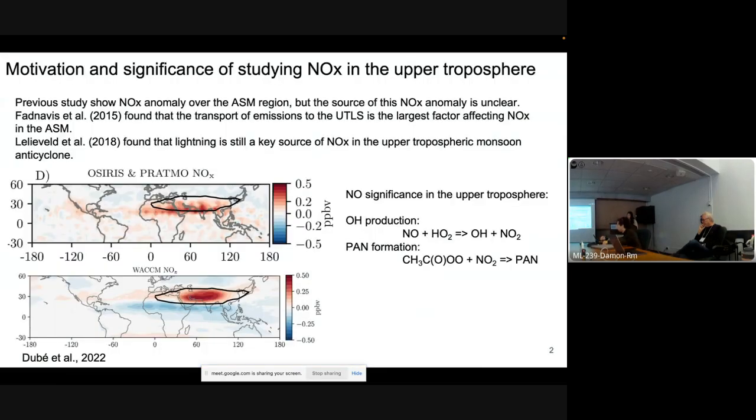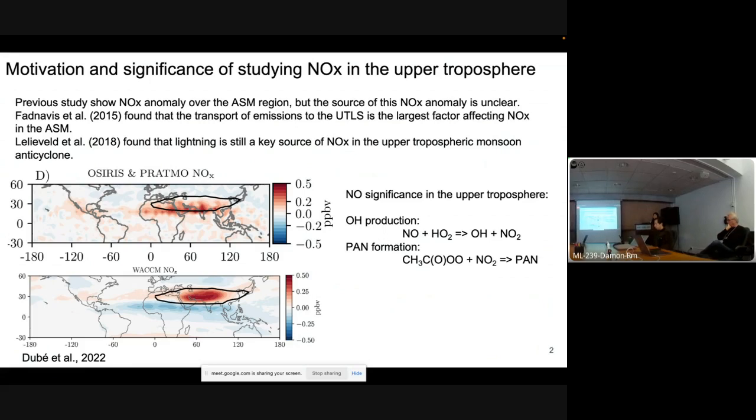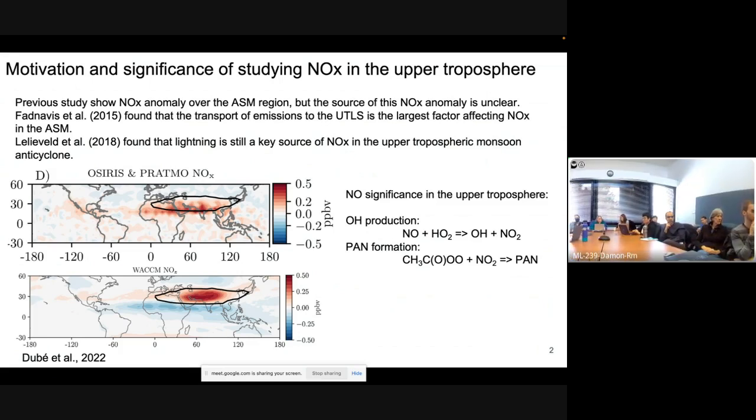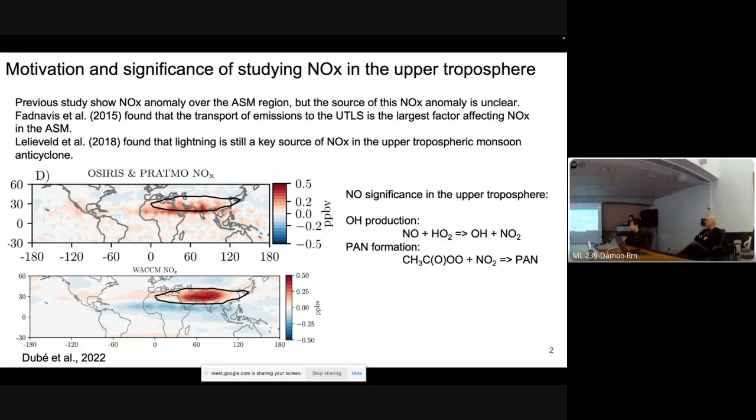So why do we want to study NOx in the upper troposphere? Previous studies have shown that there is a NOx anomaly over the Asian summer monsoon region, as we can see from both the OSIRIS satellite data and the WACCM model simulation. But the source of this NOx anomaly is still unclear. Fiedler et al. in 2015 found that the transport of emissions to the upper troposphere, lower stratosphere is the largest factor affecting NOx there. But later, Levy et al. found that lightning is still a key source of NOx in the upper troposphere monsoon region.